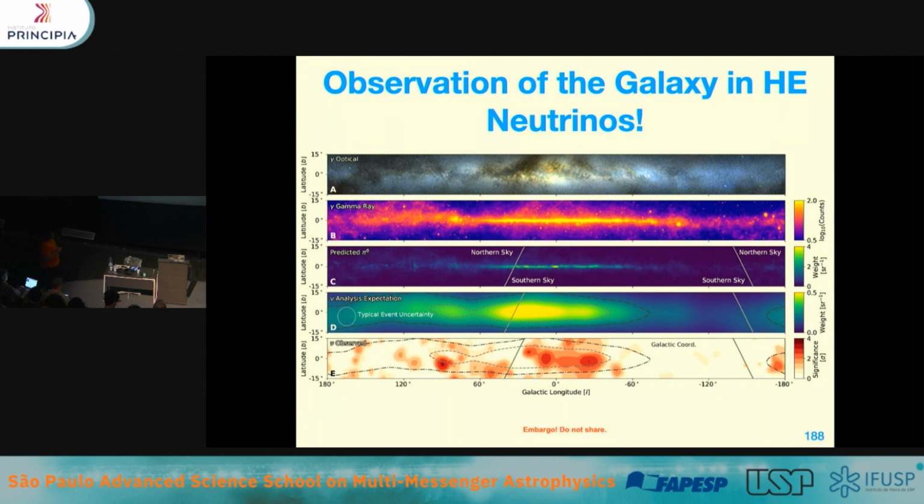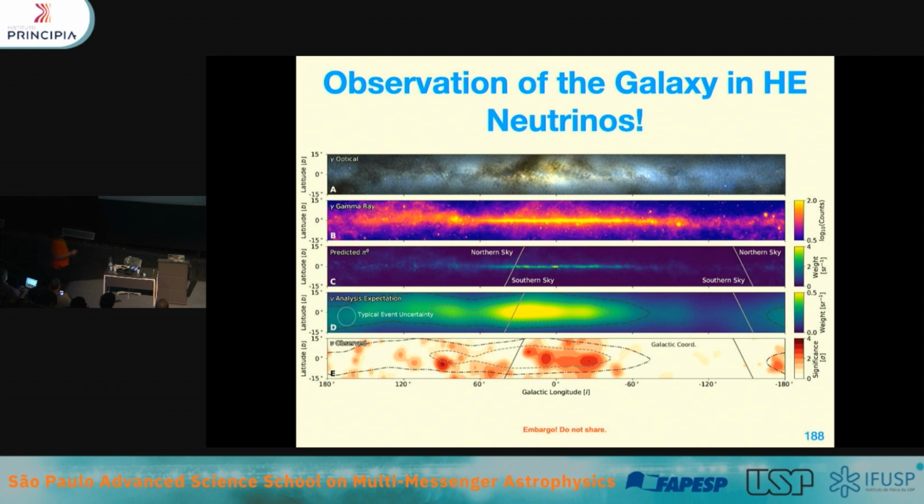This is the observation of the galaxy in high-energy neutrinos. And so here, you can see that the galaxy has been observed in multiple messengers, optical, gamma. This is the pi zeros, if you extrapolate from these gamma rays. And if you compare these pi zeros to charged pions and assume that there is no opacity around them, then you can get that this should be the neutrino observation. And this is what we actually observe in our data. So we see actually excesses in the right places.